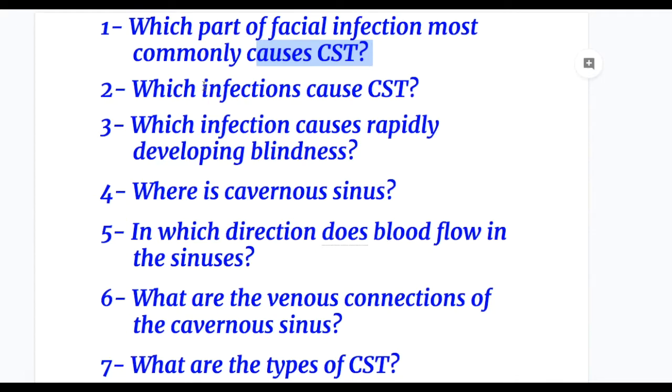Number 2. Which infections cause cavernous sinus thrombosis? Number 3. Which infection causes rapidly developing blindness? Number 4. Where is cavernous sinus? Number 5. In which direction does blood flow in the sinuses? Number 6. What are the venous connections of the cavernous sinus? Number 7. What are the types of cavernous sinus thrombosis?